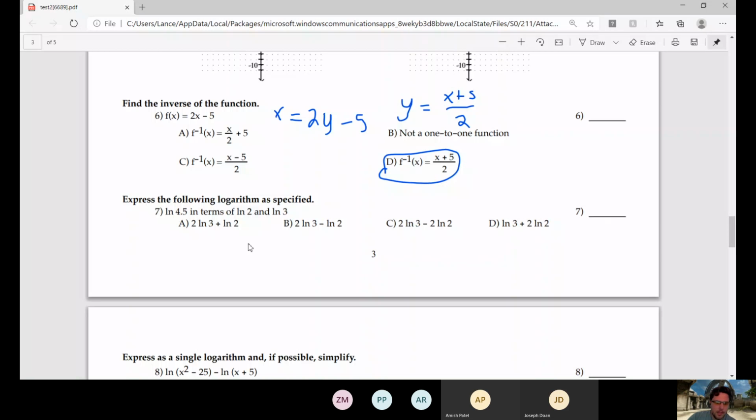All right, this one. So 4.5 in terms of natural log of 2 and natural log of 3. So he wants everything in natural logs of 2 and 3, and you got to use these properties. And he gives you multiple choice, so that's nice.